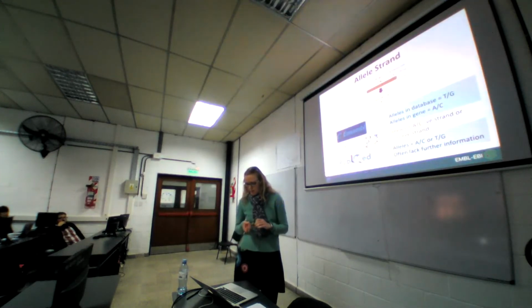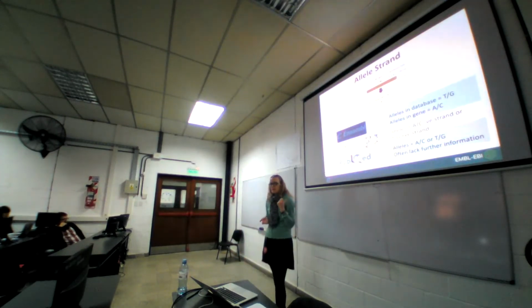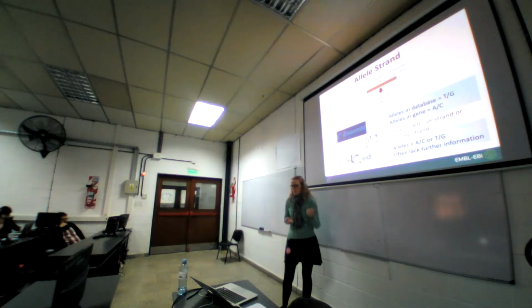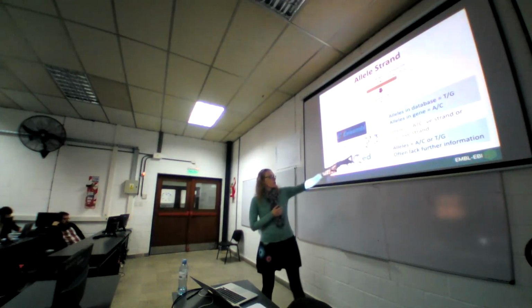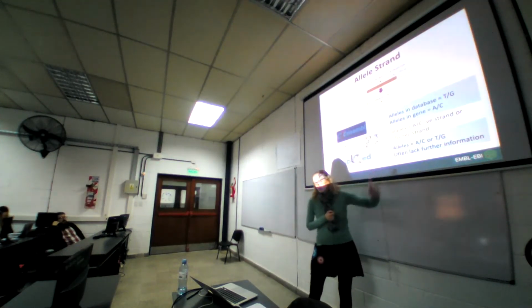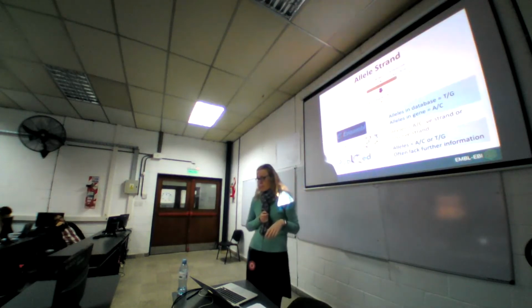dbSNP does this similarly. They either would say it's an AC on the negative strand or it's a TG on the positive strand, which is fine, it's unambiguous as well. They are moving over to only reporting on the forward strand too.